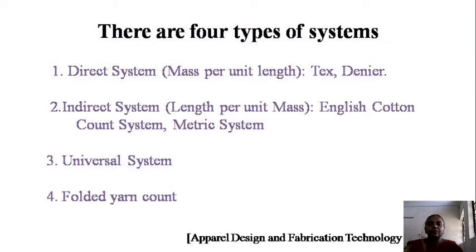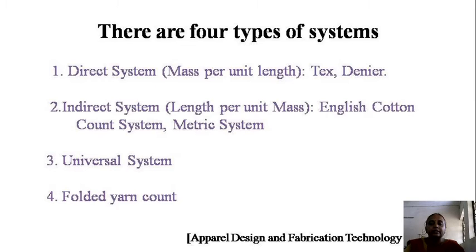So there are four types of systems used to find out the yarn count. The first system is the direct system, mass per unit length. Tex and denier are the systems used in the direct system. Second, the indirect system, length per unit mass: English cotton count system and metric system. Third one is the universal system. Fourth one is the folded yarn count. These are the systems used to find out the yarn count.